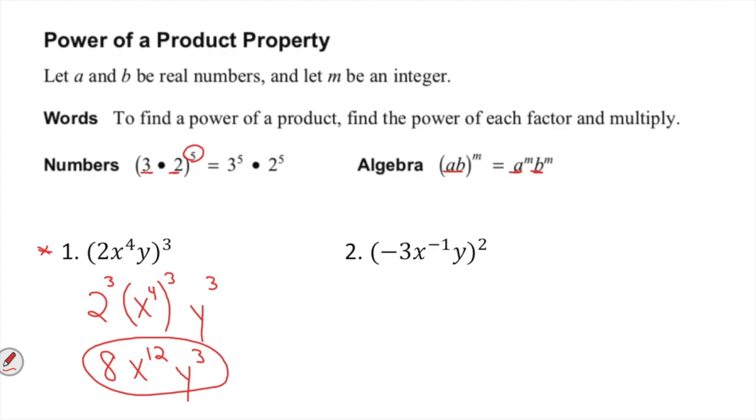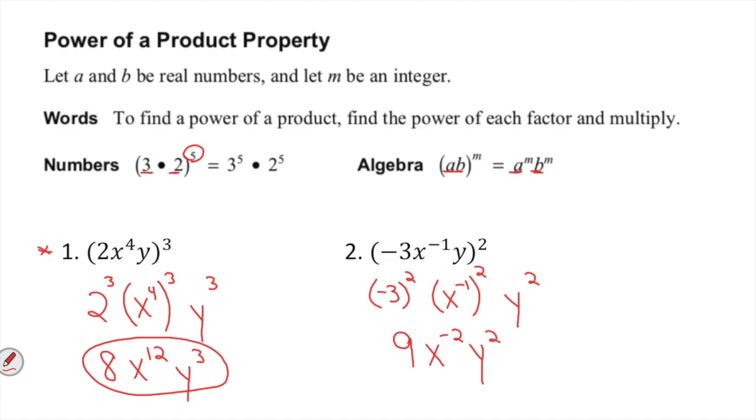In this next one, we have a negative 3 in the parentheses, so that negative 3 must be raised to the second power. The x to the negative first must be raised to the second power. And again, the y must be raised to the second power. Well, negative 3 in parentheses raised to an even power is a positive 9. Negative 1 times 2 would be x to the negative second, and then y to the second.